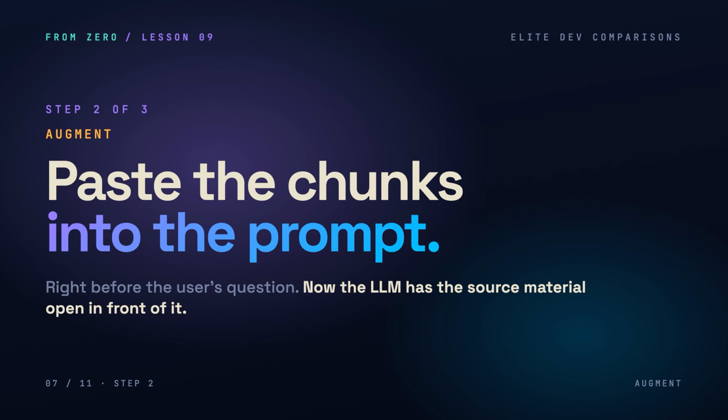Step 2, augment. You take those retrieved chunks and you paste them right into the prompt, just before the user's question. Now the LLM has the source material open in front of it.